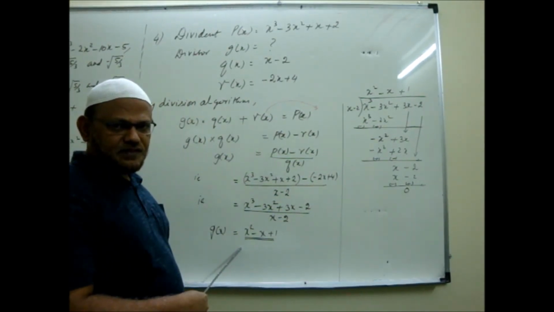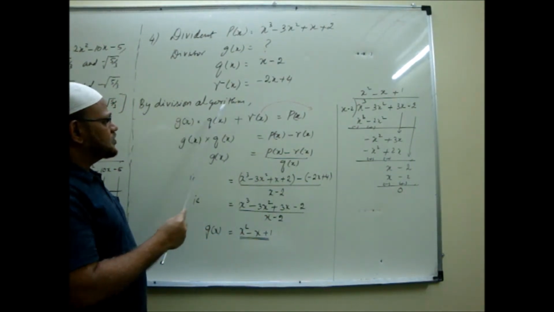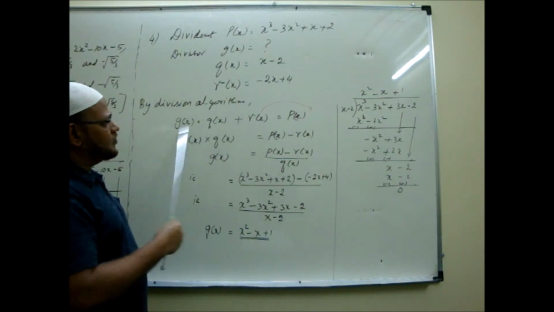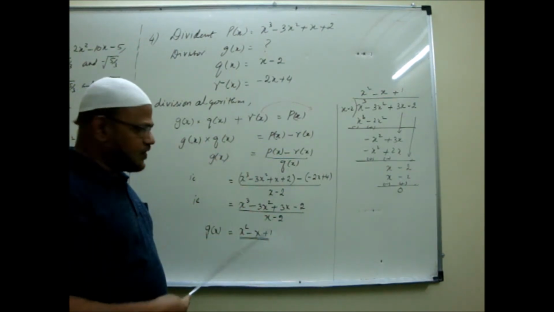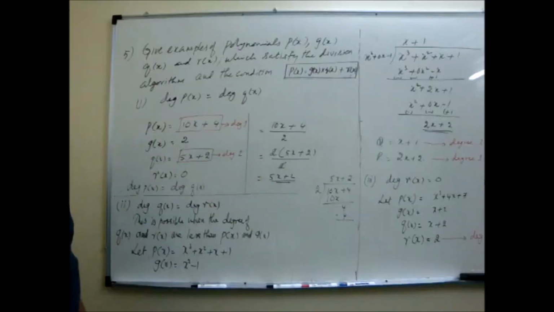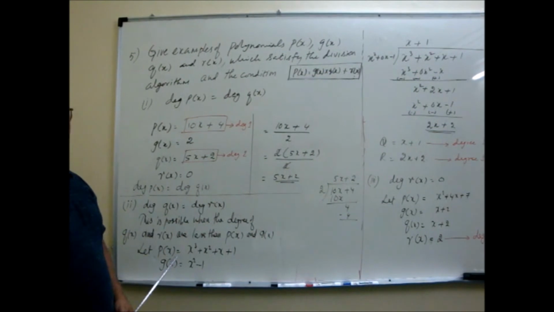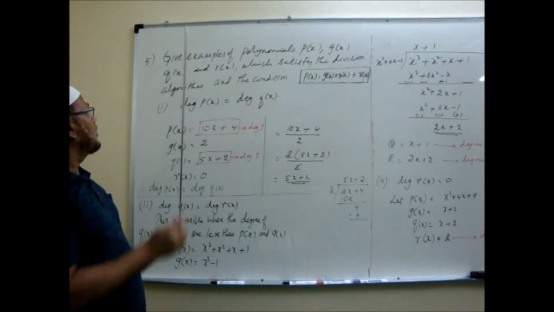That is what g(x) is, that is the divisor. So of the four things, divisor, quotient, remainder, dividend, they will give you any three. You have to find the fourth one just by transposing. Is that question clear now? Yes, now this is question number 5 of the same exercise that we would like to do.